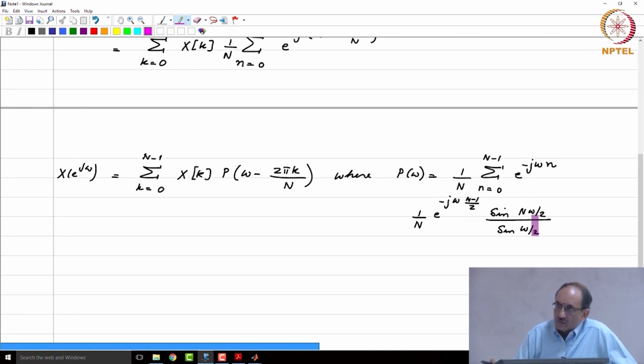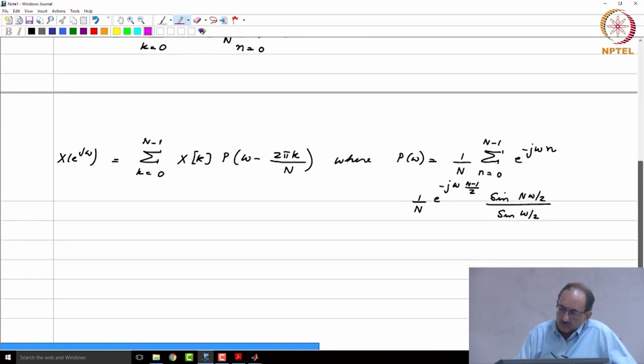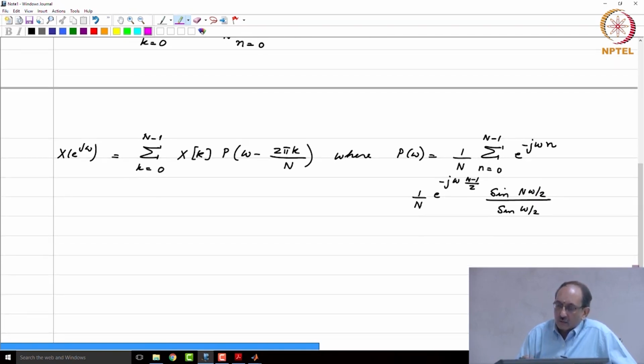This does not involve an infinite number of terms, it only involves a finite number of terms. So this is recovering the DTFT from the DFT. The interpolation function is the Dirichlet kernel and only a finite number of terms are used.